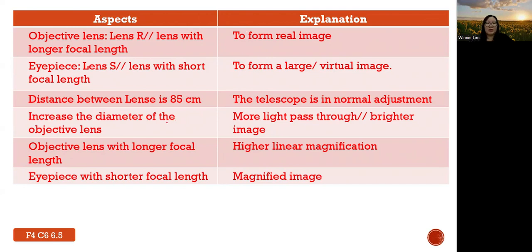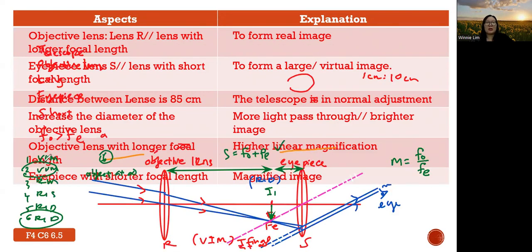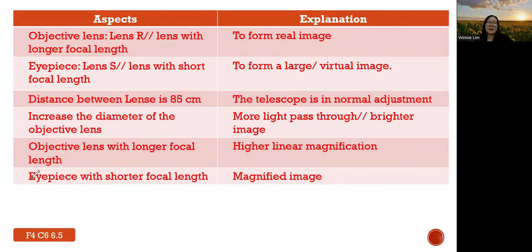And an objective lens with a longer focal length. Why? Higher magnification. Or vice versa, you say the eyepiece with a shorter focal length. Like just now, the teacher mentioned all the ideas, right? Just now the teacher drew the telescope idea. So if you understand the idea clearly, you can construct the ray diagram for a telescope, then you can understand what I explained easily. I hope that you all have a better understanding of how a telescope works.